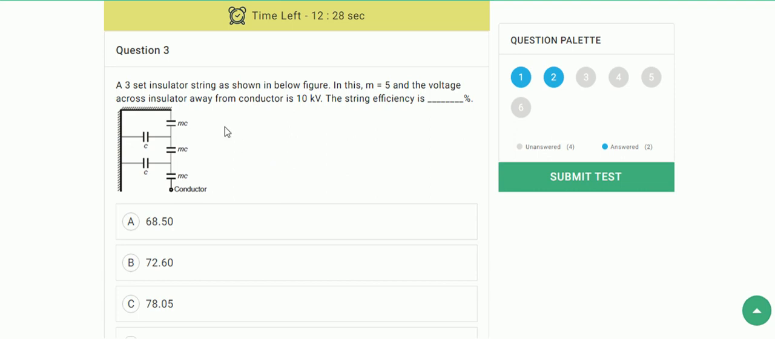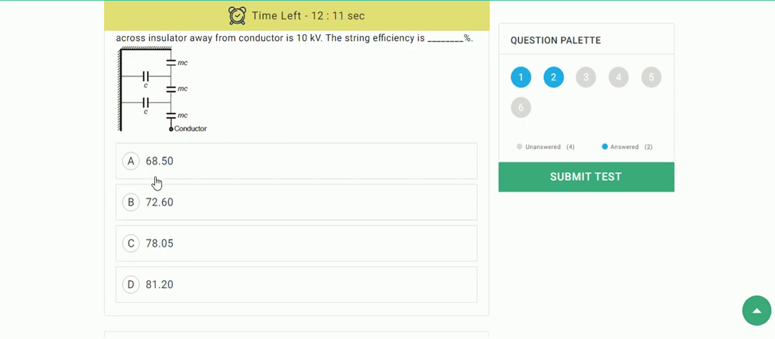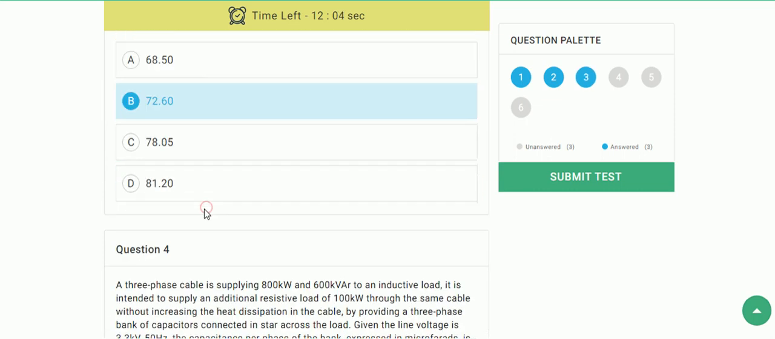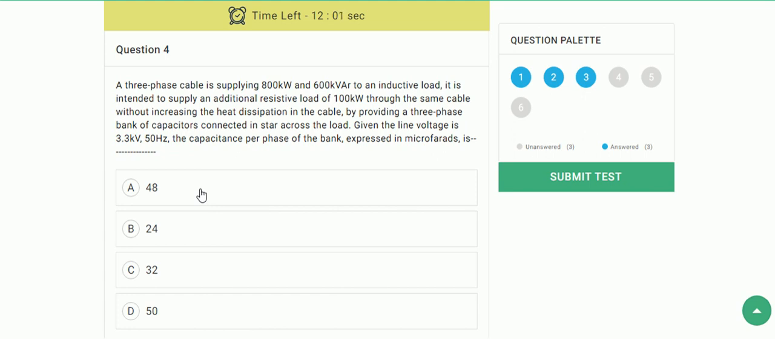An insulator string with 3 sets of insulators is shown in the below figure. In this, m equal to 5, then the voltage across the insulator away from the conductor is 10 kilovolts. The string efficiency is: 68.50, 70.60, 78.05 or 81.0. So I'm putting 78.60.